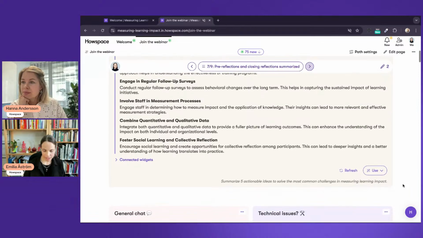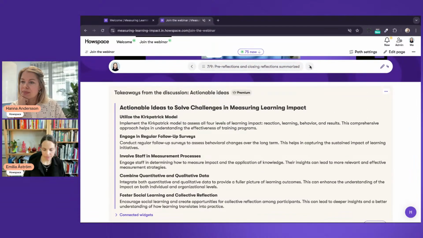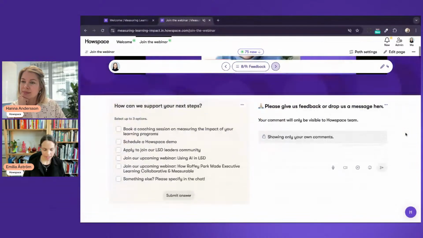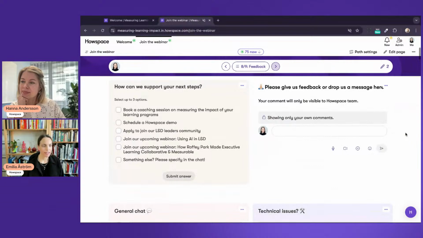But let's move on to some of the next steps and reflection here. So we wanted to ask you how we can support you in your next steps after this session. So you're welcome to select up to 3 options here.